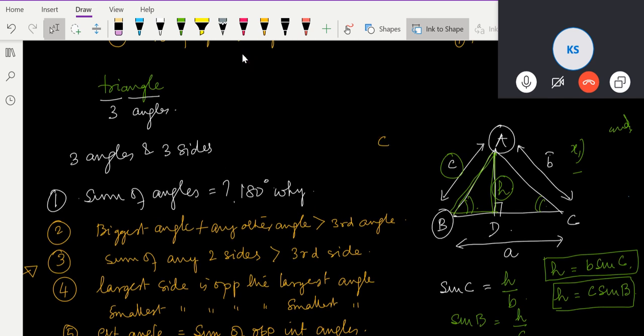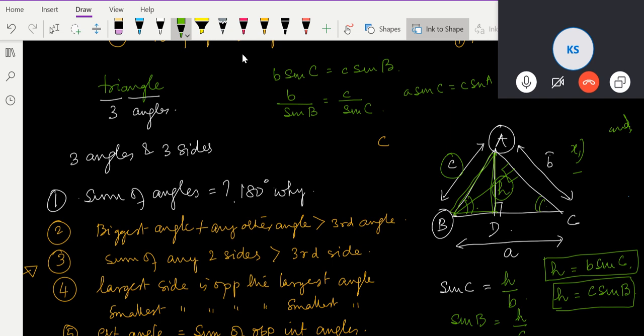Now I am getting some relationship between side and angle. So equating H, I can write B sine C is equal to C sine B. Therefore, B by sine B is equal to C by sine C. Now same thing, if I would have dropped a perpendicular from B on AC like this, using the same logic, we would have been able to establish that A sine C is equal to C sine A.